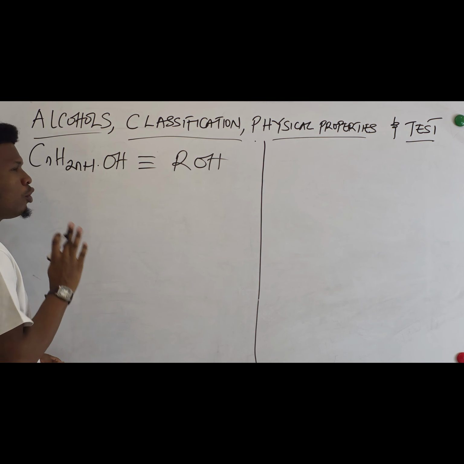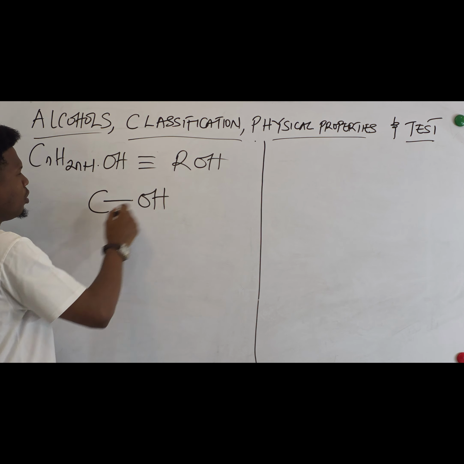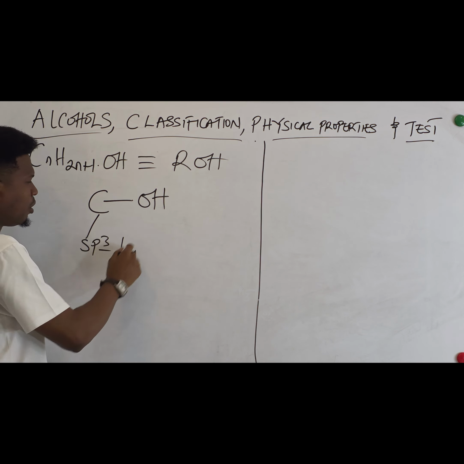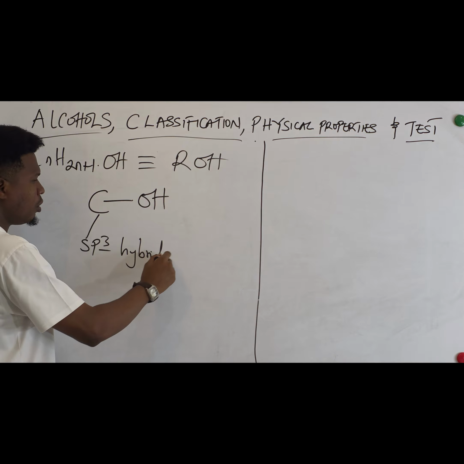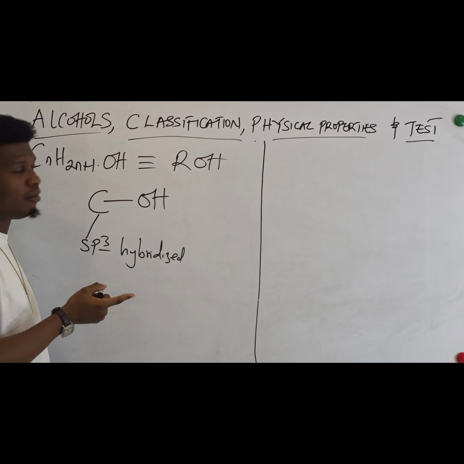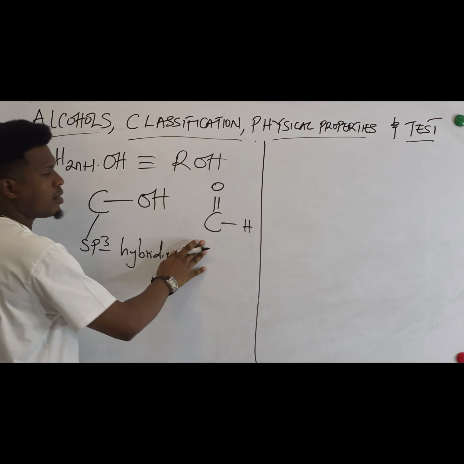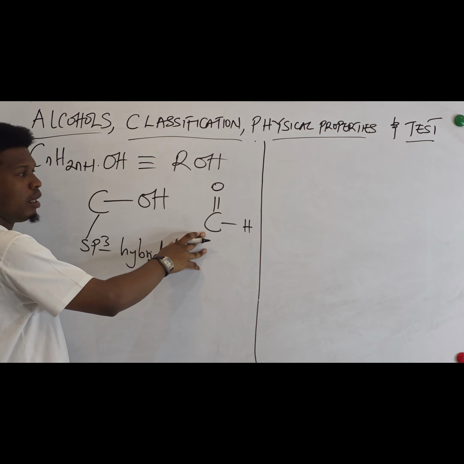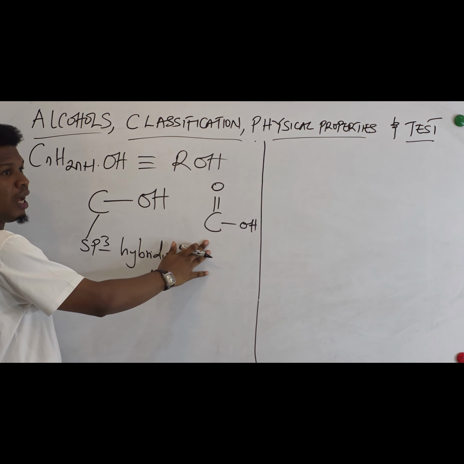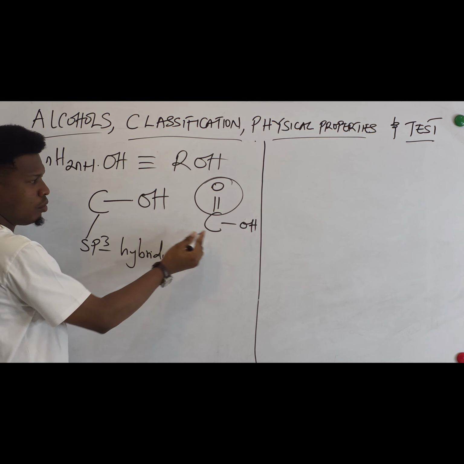And take note, for you to be called an alcohol, the carbon that is bearing this OH group must be sp3 hybridized. If it is sp2, it will become another functional group, like aldehyde. For example, something like this, having this, is an aldehyde functional group. Or maybe something like this, having this, is not an alcohol. Why? Because it has an sp2 hybridized carbon, which is this carbon.